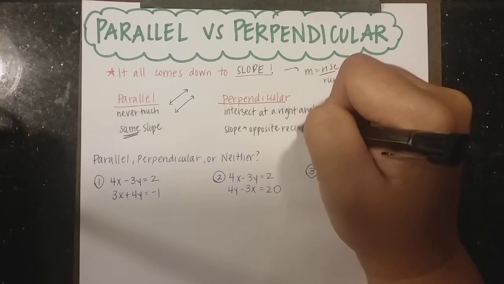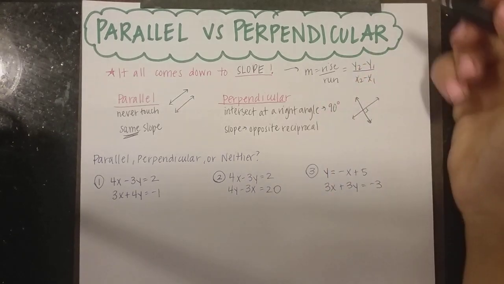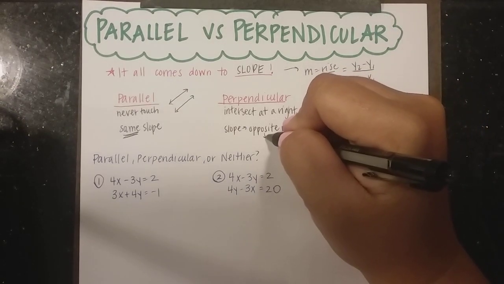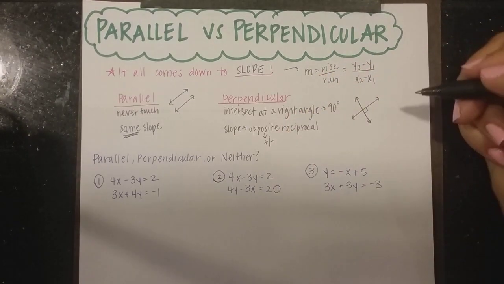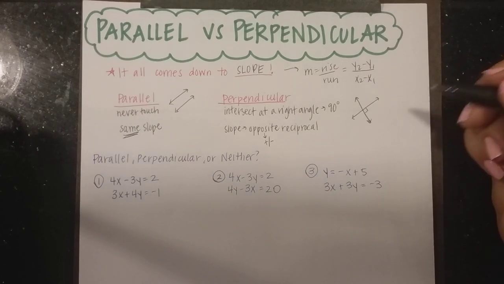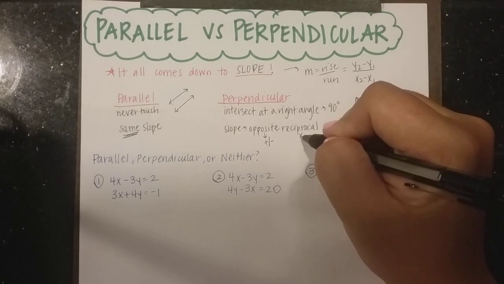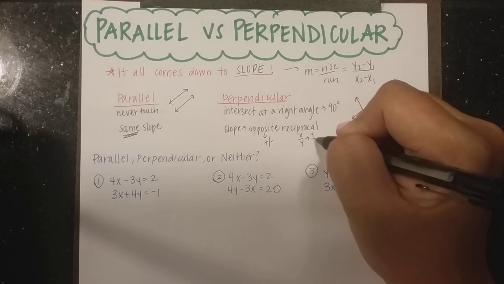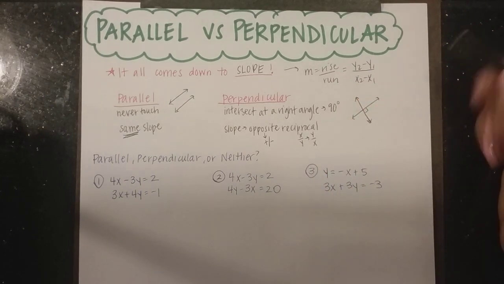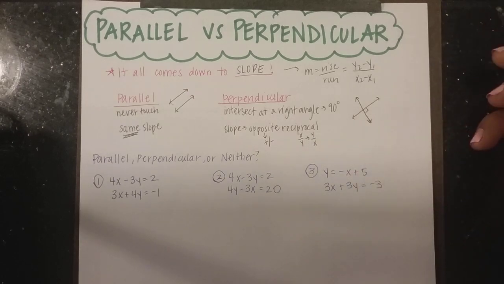Opposite reciprocal. Okay, so the opposite is talking about the sign. So if you have one positive, one negative, they're opposites. And then the reciprocal is when you flip your fraction. Okay, so x over y would be y over x. Okay, whatever your numbers are. So 1 or 2/3 would be 3 over 2 or something like that.